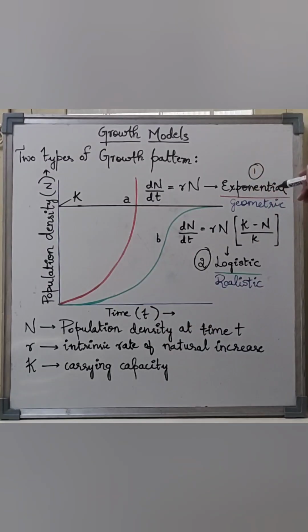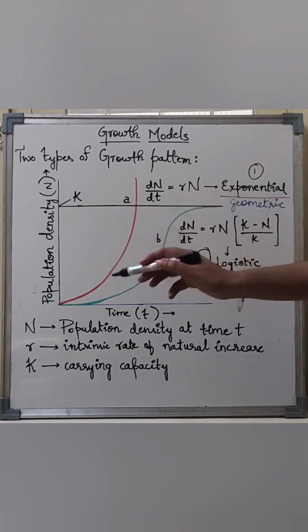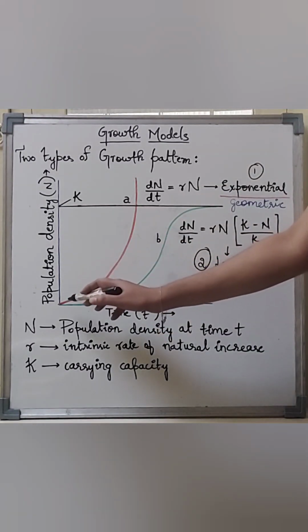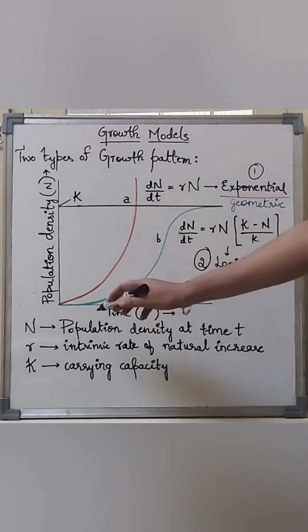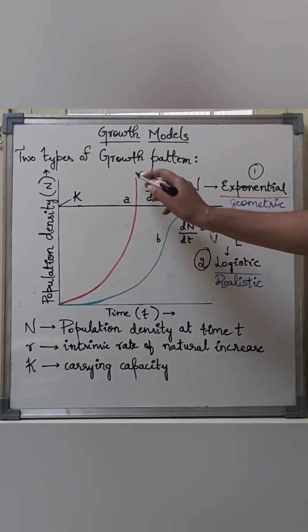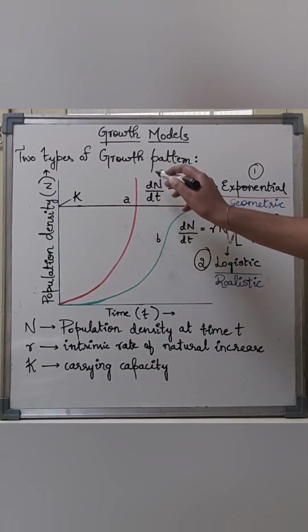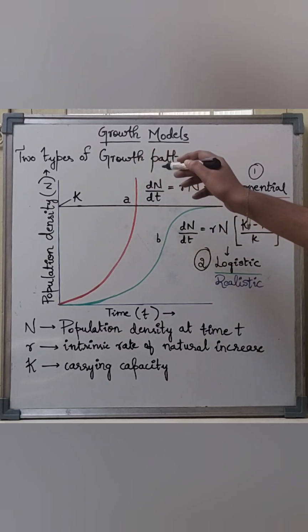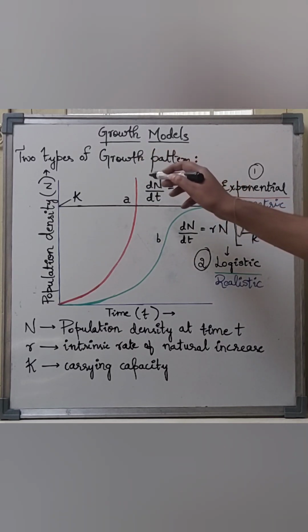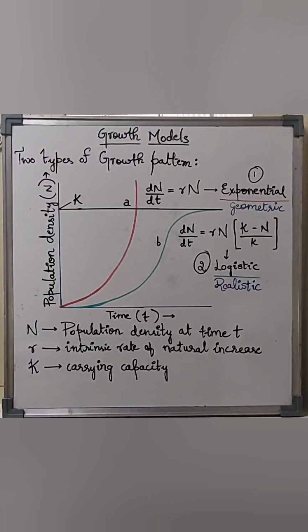Let us see what happens in case of exponential growth. In case of exponential growth, the resources are unlimited. When resources are unlimited, the population density increases rapidly in very short period of time. But after a certain point, the growth will cease due to environmental resistance. Environmental resistance can be climatic factors or it can be due to seasonal changes.